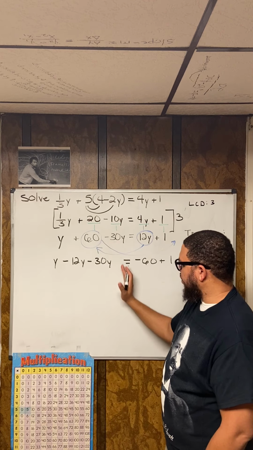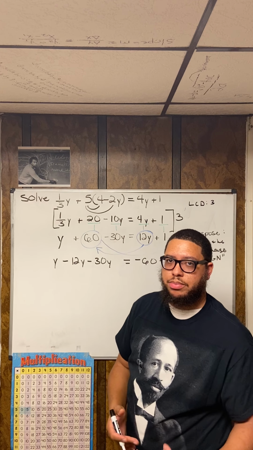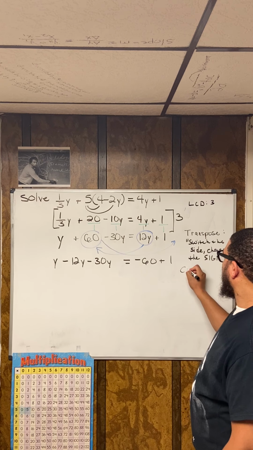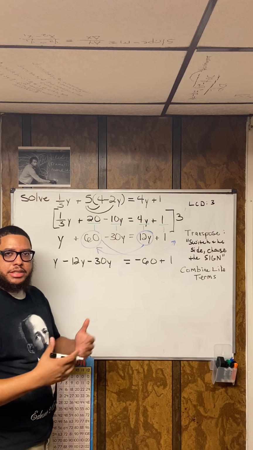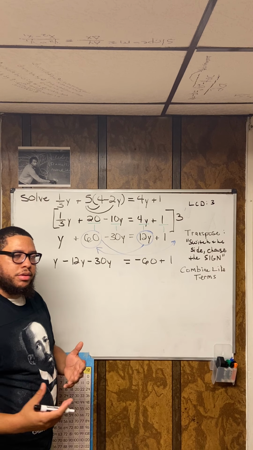Now, the purpose of transposing is so that we can do something called combine like terms. You can only combine like terms if your like terms are all on the same side of the equation. Right here, I got 1, 2, 3. I got 3 y terms. I can combine them, right? It's like having money in 3 different places. I can take all that money, count it all up, and I add it all up, and I can see how much money I have altogether, right?